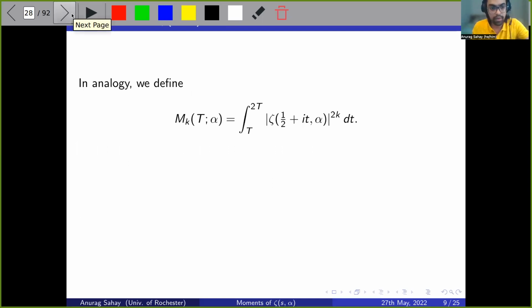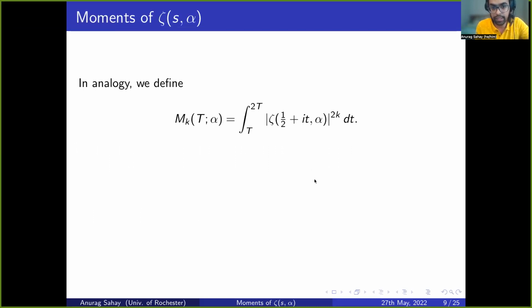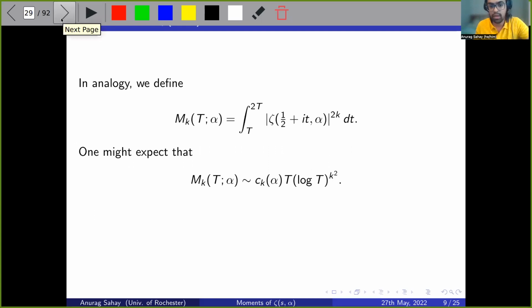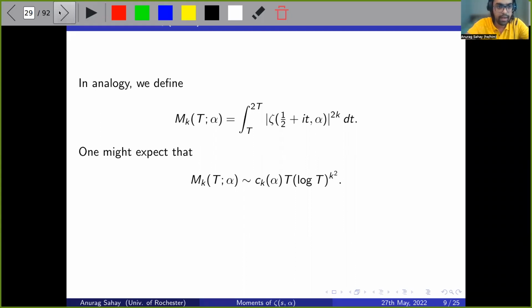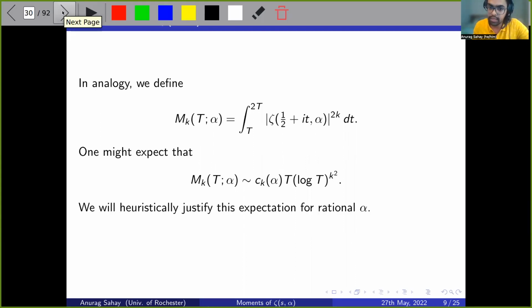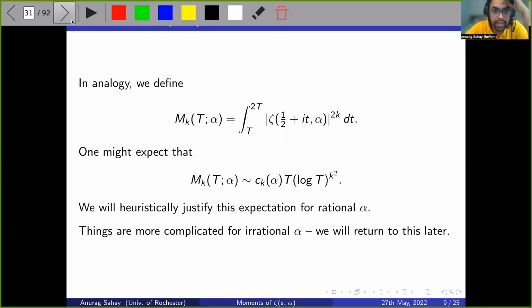Okay, so the object of this talk is the moments of the Hurwitz zeta function. You take the definition of the moments for the zeta function on the critical line, and you replace zeta with the Hurwitz zeta function. You might expect that the shape of the moment is the same, so that it's T (log T)^(k²), and then the constant maybe depends on alpha in some way. It probably does. What I'll try to do is, heuristically, justify that this is actually the case for rational alpha. For irrational alpha, it's way more complicated, and if I get time in the end, I will talk a little bit about what happens there.